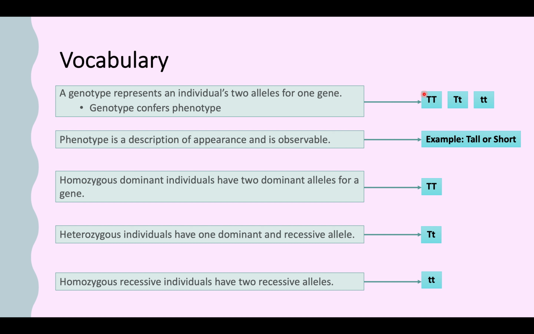If we have 2 capitals, that represents a dominant allele and another dominant allele. If we have a capital and then a lowercase, that represents a dominant and then a recessive.